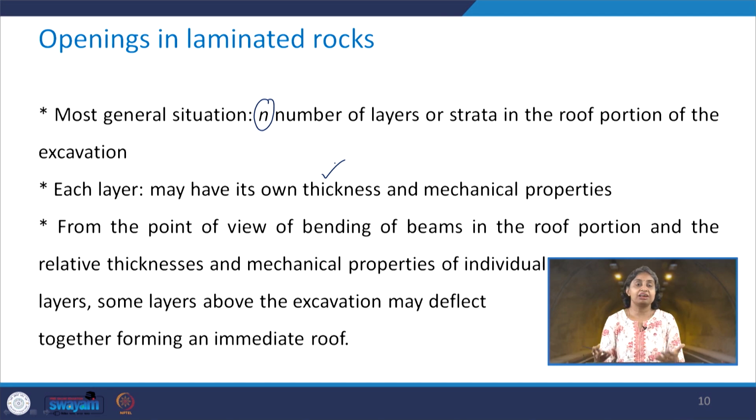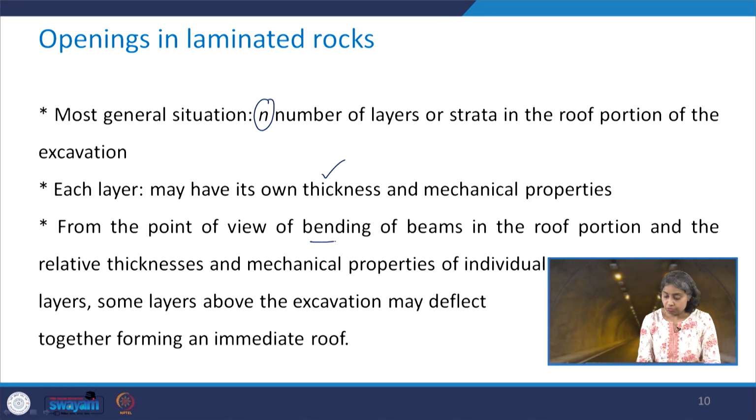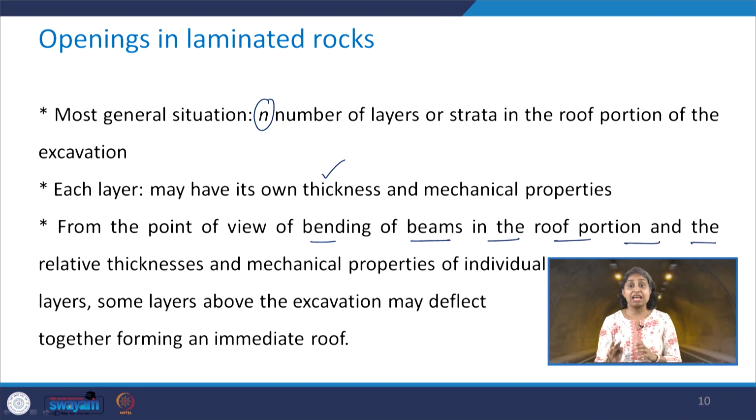It is not necessary that all the layers have the same thickness. Now, from the point of view of bending of beams in the roof portion, and the relative thicknesses and mechanical properties of the individual layers, what will happen is that a few layers immediately above the excavation may deflect together, forming an immediate roof. The moment they deflect, they are going to separate from the overlying layers in the roof, and those we are calling the main roof.